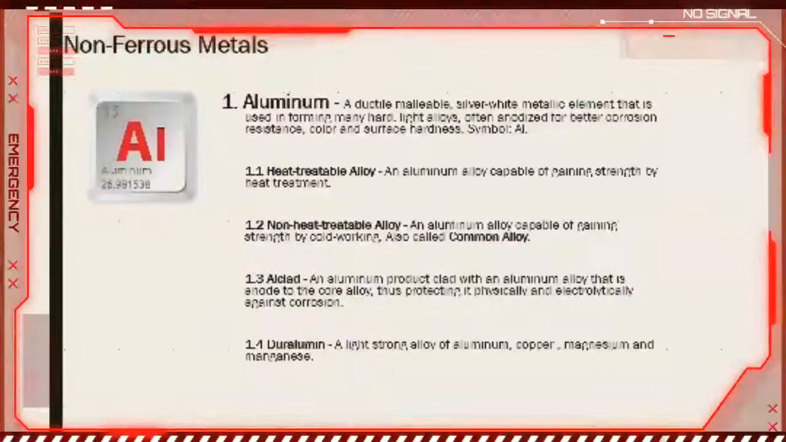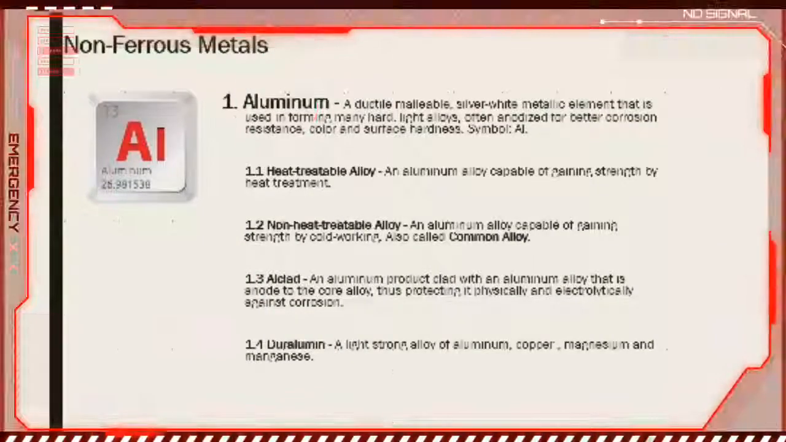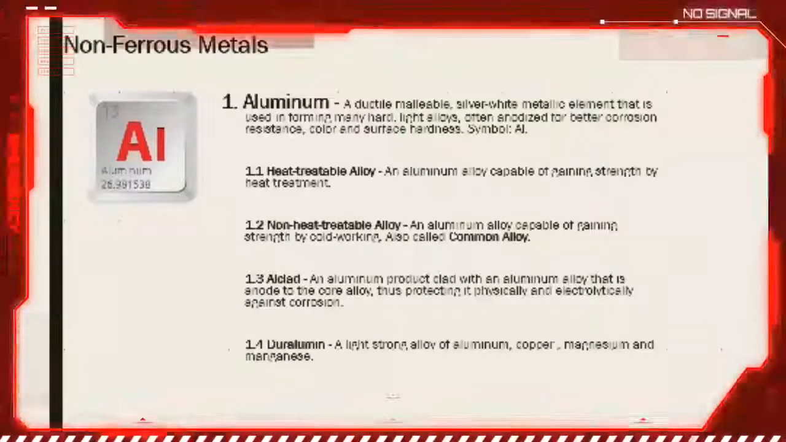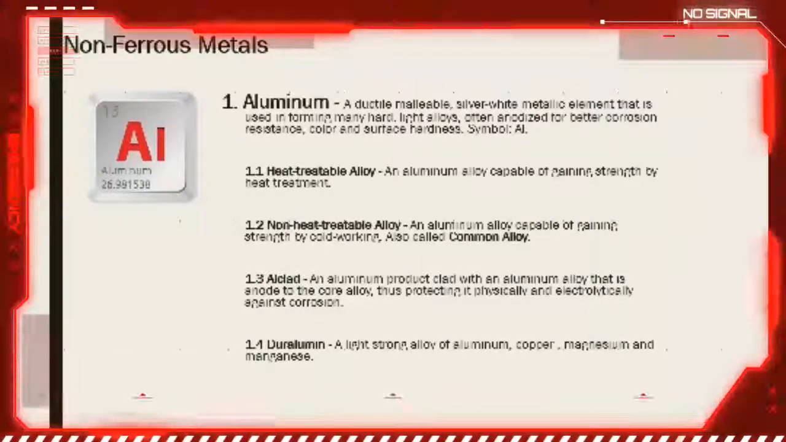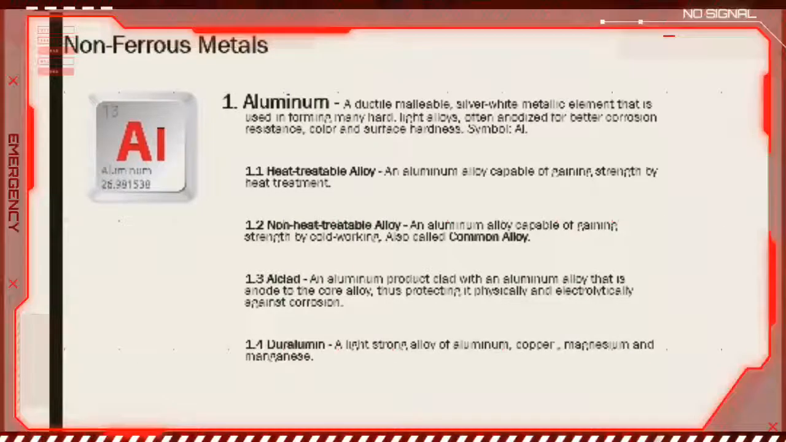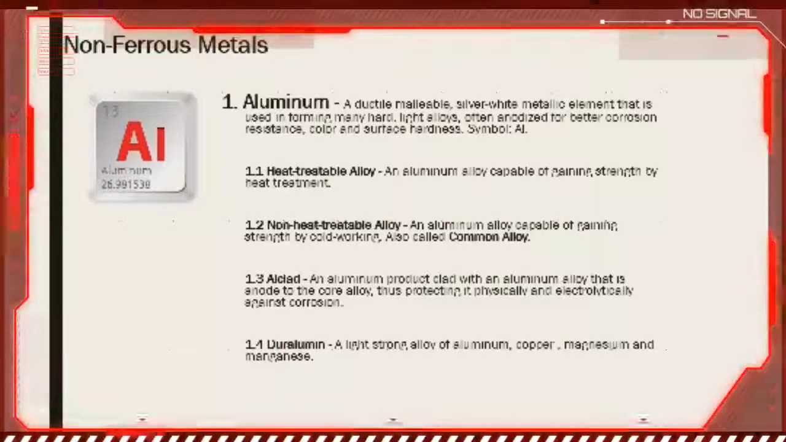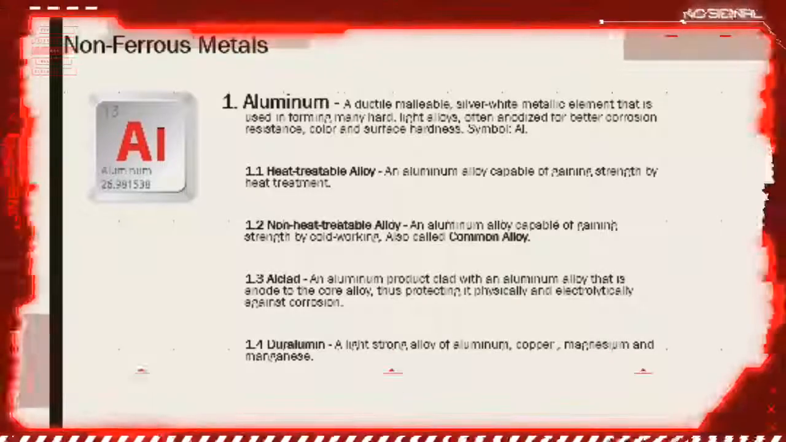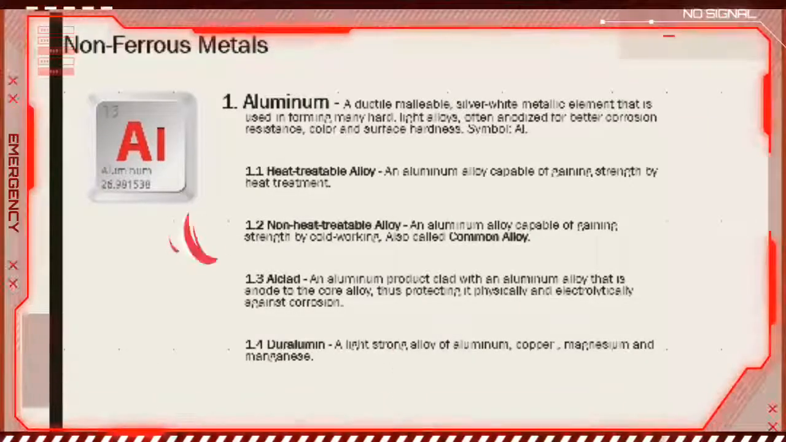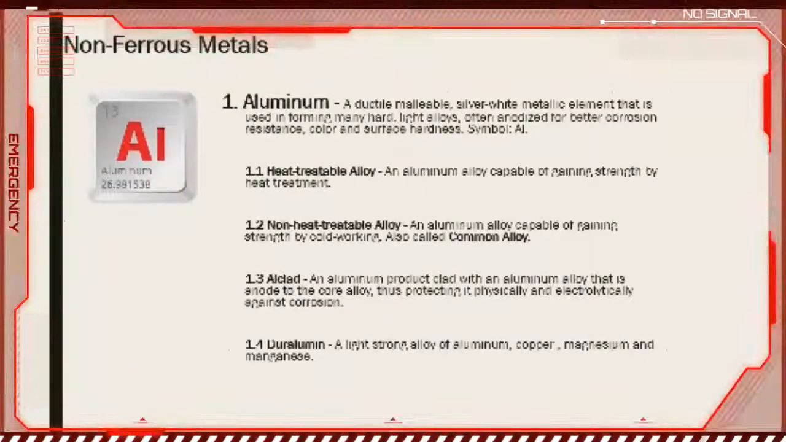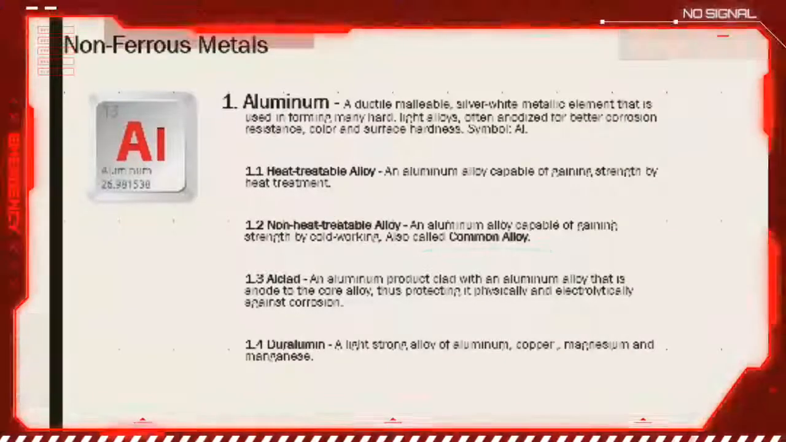Now let's talk about non-ferrous metal. First is aluminum, a ductile, malleable, silver-white metallic element that is used in forming many hard, light alloys, often anodized for better corrosion resistance, color, and surface hardness. The symbol is Al. Under aluminum is heat-treatable alloy, an aluminum alloy capable of gaining strength by heat treatment. Non-heat-treatable alloy, an aluminum alloy capable of gaining strength by cold working, also called common alloy.